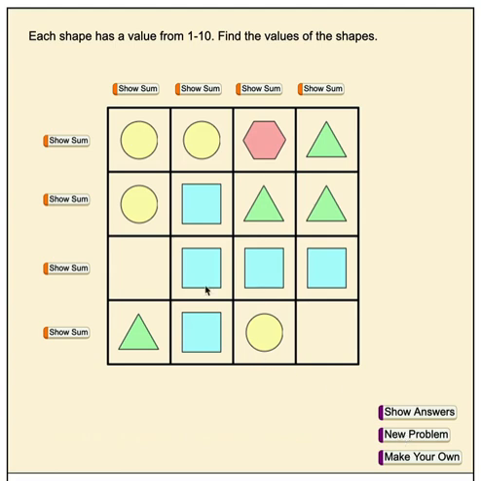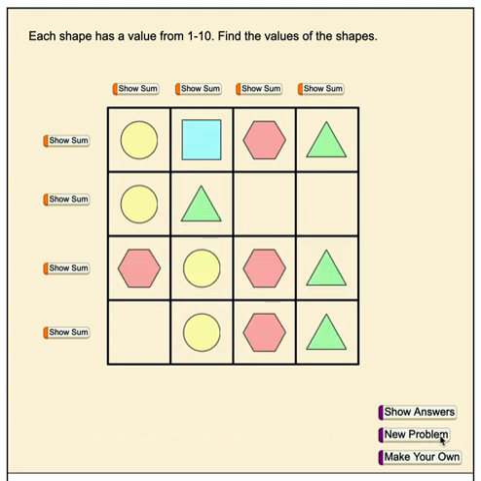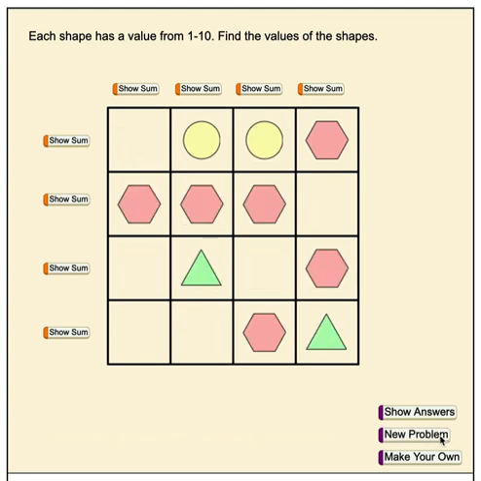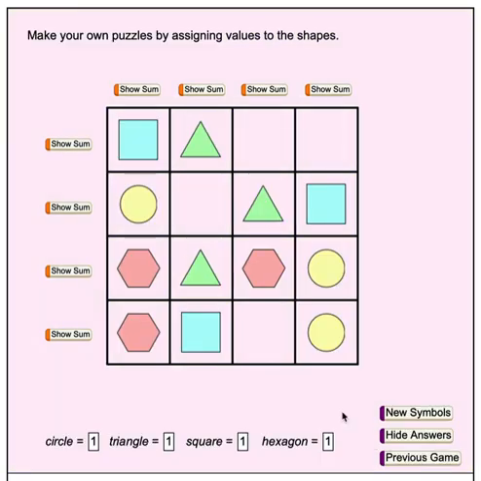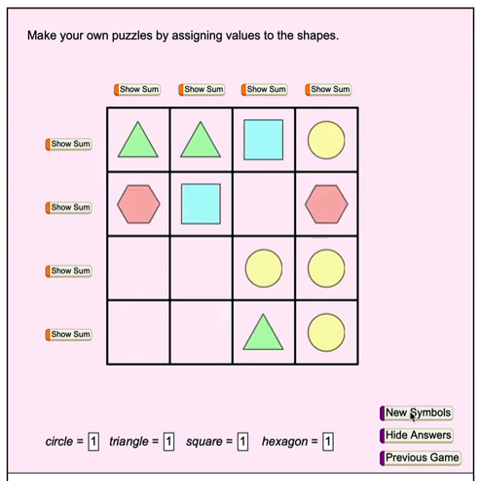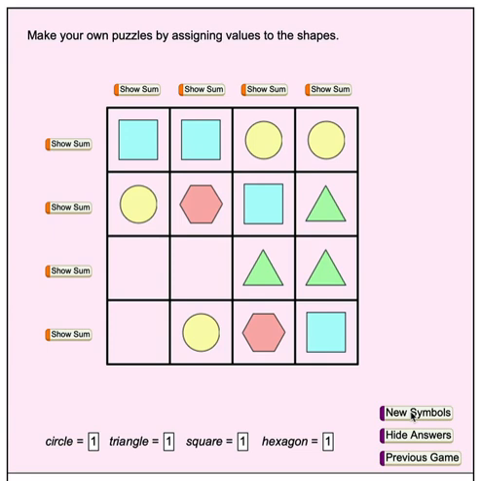So here's one where most all of the squares are filled in with a shape. And if you don't want to solve a particular challenge, just keep pressing New Problem until you find one that you think is appropriate. You can also create problems for each other. If you press Make Your Own, this goes to page 2. And here what you can do is press New Symbols until you get a challenge that you think will be worthy to share with a friend.